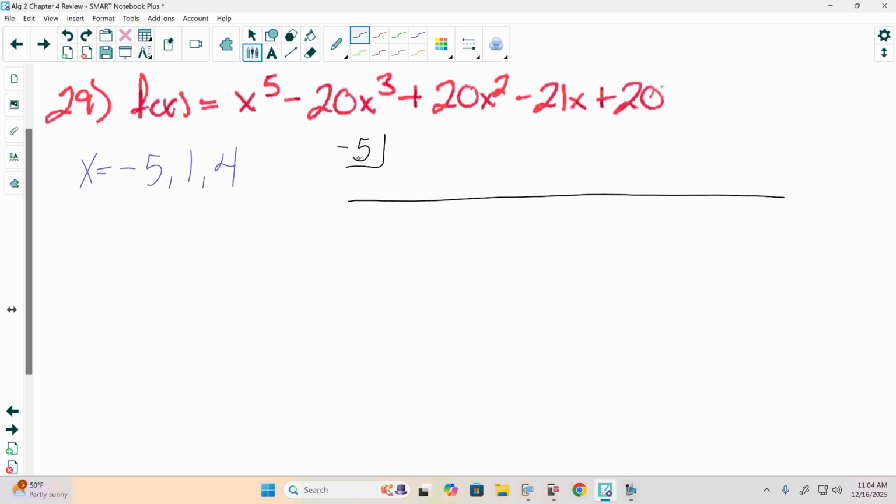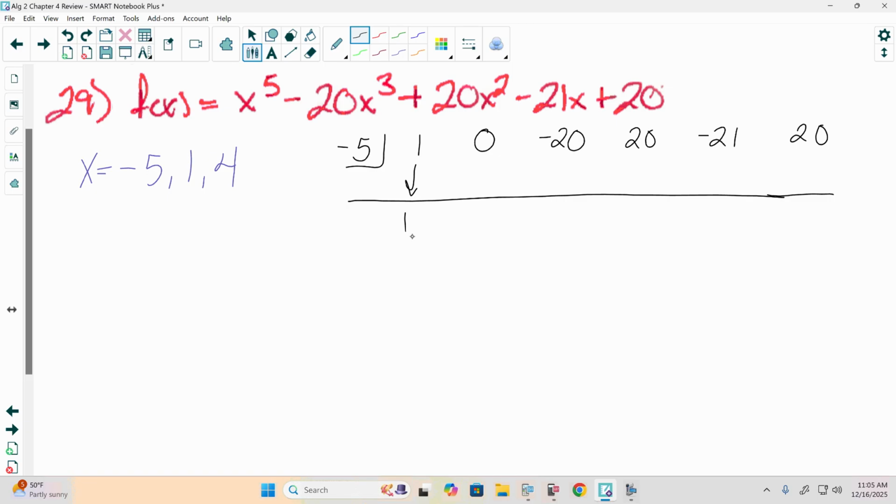Now, the numbers across the top, we do have 1 for x to the 5th. Now, because we don't have an x to the 4th term, we have to fill it in as 0. We will have negative 20 for our x cubed, 20 for our x squared, negative 21 for our x, and 20 for our constant term. We bring the 1 down. Now we're going to start our multiplication, multiplying and adding as we work through the synthetic division.